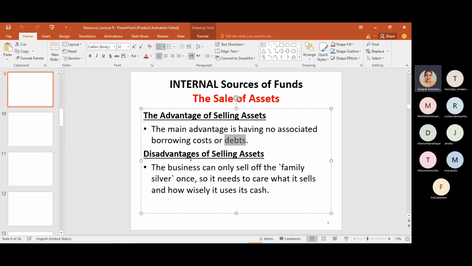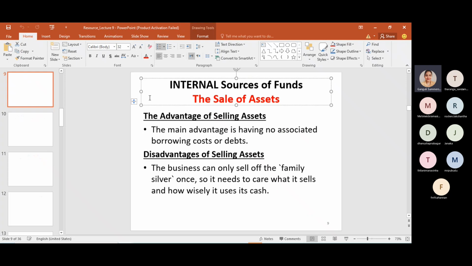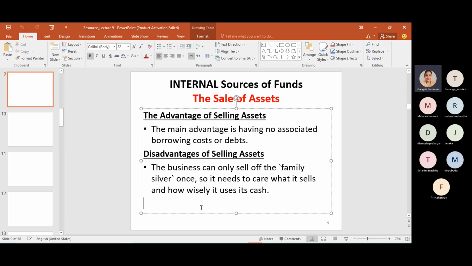And the disadvantage is that selling your assets can be a little bit tricky or risky sometimes, right? Because once you sell an asset, once you sell a property, that is gone forever, right? You can't take it back. Once you sell a certain property, it is gone forever. So we need to be extra careful when selling these assets or properties.